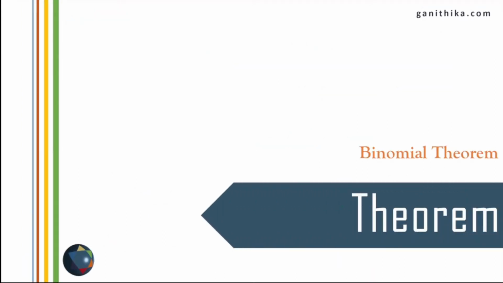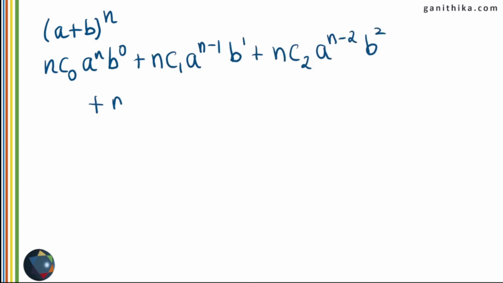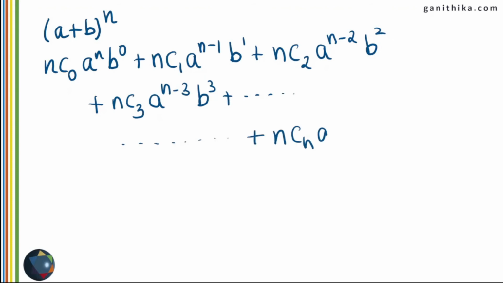So let's generalize the theorem. If I have (a + b) to the power of n, it can be written as nC0 a^n b^0 to start with as the first term. The next term will have the coefficient nC1. nC0, nC1, nC2, nC3, up to nCn are the coefficients, and a starts with power n, then n minus 1, n minus 2, n minus 3, and ends at power 0, and b starts with b^0, b^1, b^2, b^3 all the way up to b^n.